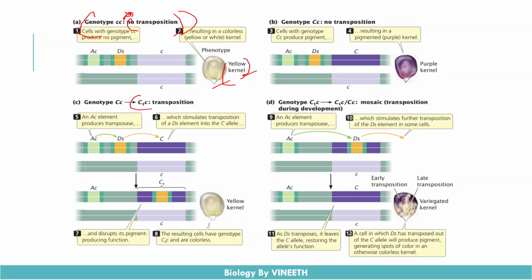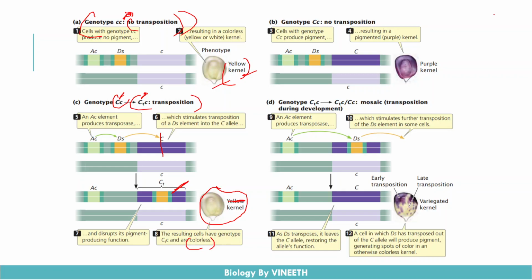If there is a transposition in the heterozygous condition, where the capital C is getting converted into CT, that is a transposed form, and the actual capital allele function is getting disrupted, you will have a transparent yellow kernel. Actually, this should not be a yellow kernel, this should be a colorless kernel, because the gene which is responsible for the production of yellow color is getting disrupted. So because of that, colorless kernels will be produced.